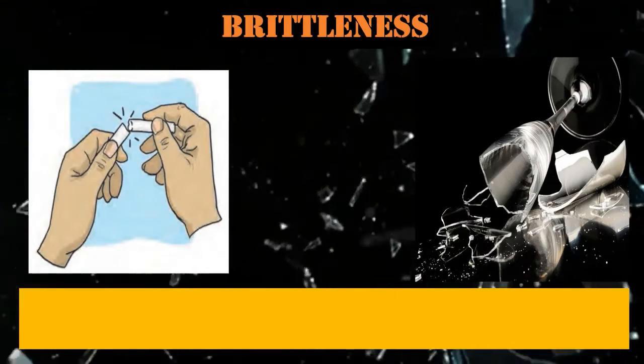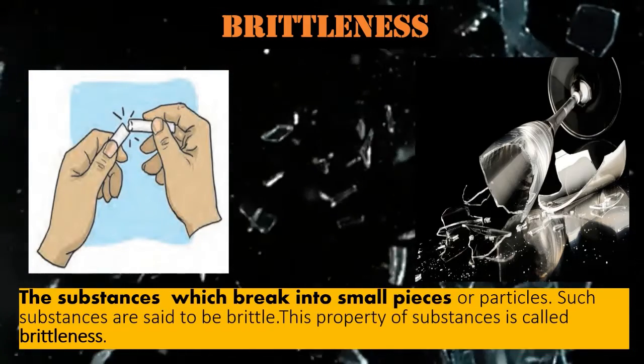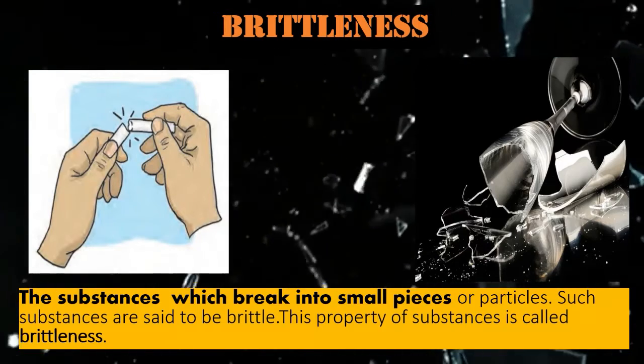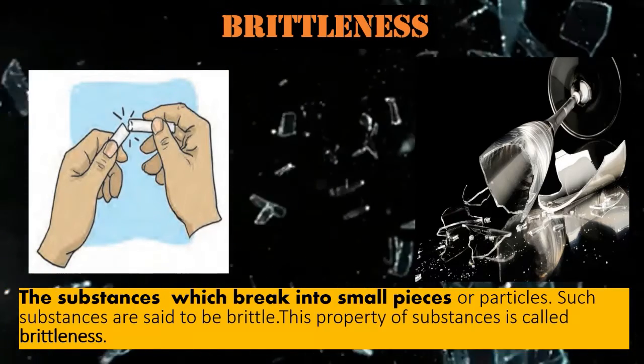Now, you see a glass breaking, or you might see chalk break. You must have seen chalk breaking in class when your teachers are writing on the board. Or suppose you have a glass bowl or a glass plate, not plastic, and it falls from a height, what happens to it? It tends to break, right? Any substance which breaks into small pieces or particles is said to be brittle. This property of substance is called brittleness.